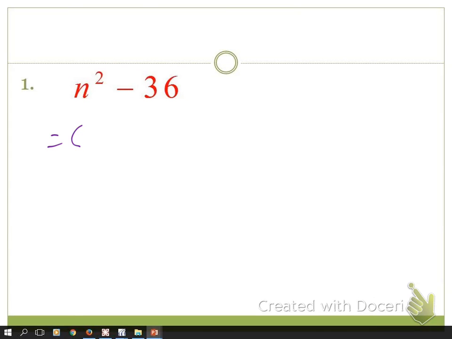So all you do is you create your parentheses, and of course we're supposed to be looking for a greatest common factor first, which these guys don't have. We need to talk about that. But anyway, create your parentheses. You square root the first guy and get n. Square root the second guy and get 6. Then you go plus or minus, and you're done. That's it.